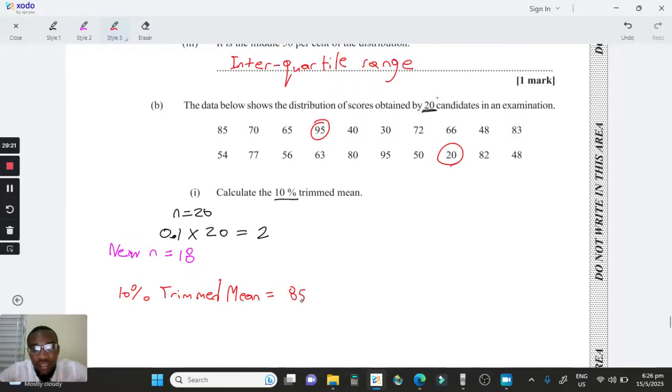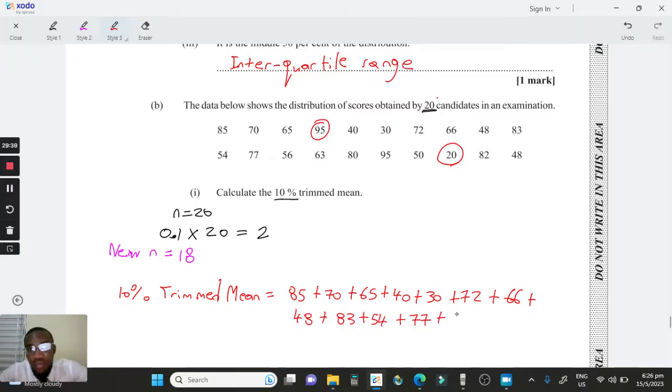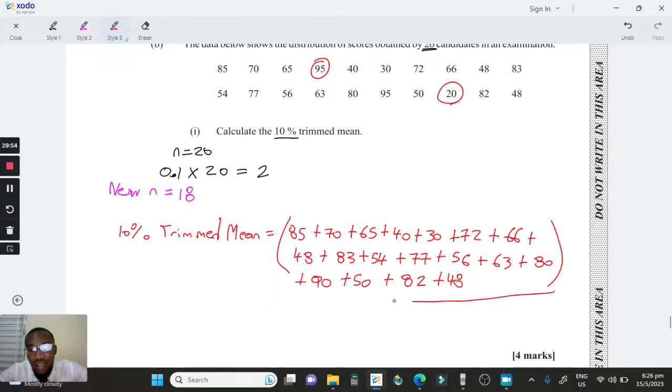So add our 85 plus our 70 plus our 65 plus our 40 plus our 30 plus our 72 plus our 66 plus our 48 plus our 83 plus our 54 plus our 77 plus our 56 plus the 63 plus the 80 plus the 90 plus the 50 plus the 82 plus the 48. We add all of these, and then finally divide it by not 20 but the new n, which is 18.